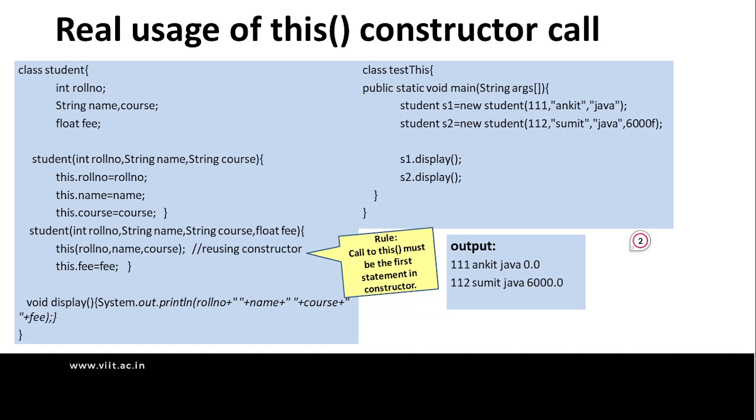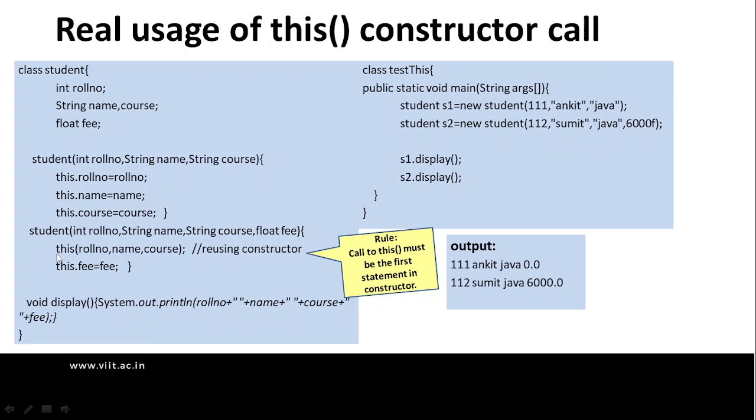Then the real use of this constructor call is, for example, if we have integer roll number, name and course, two names, then float fee, then we may have a constructor with three parameters, and we assign the local parameter values to the instance variables using this dot roll number equal to roll number and so on. And then student with four parameters, where the last parameter is a float fee.